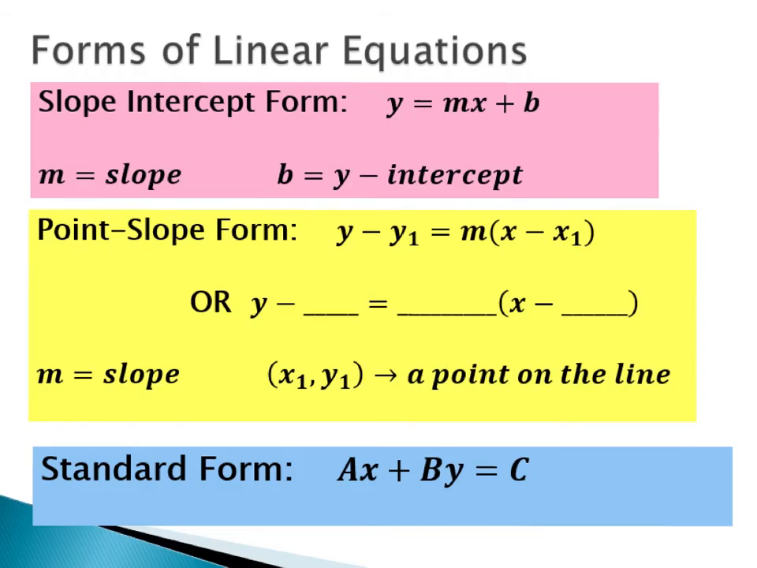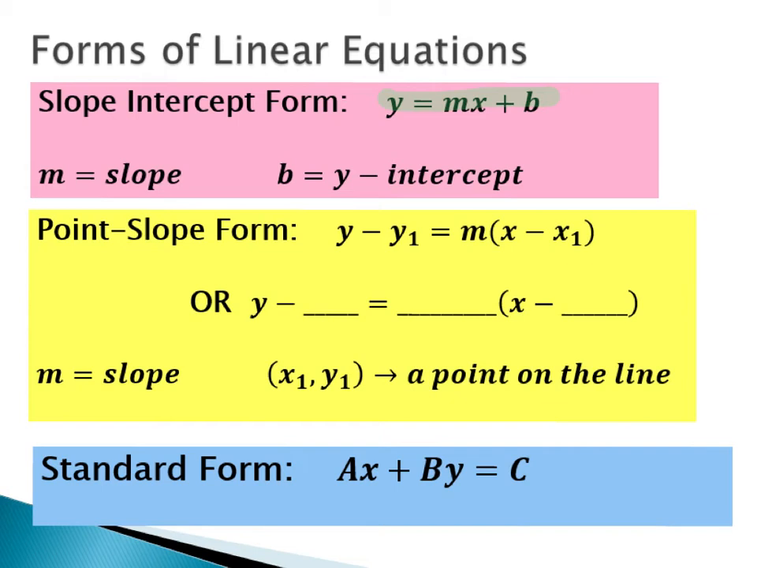In this video, you will learn about changing forms of linear equations. First, let's review the 3 different forms of linear equations we have. First, slope-intercept form is y equals mx plus b, where m is the slope and b is the y-intercept.